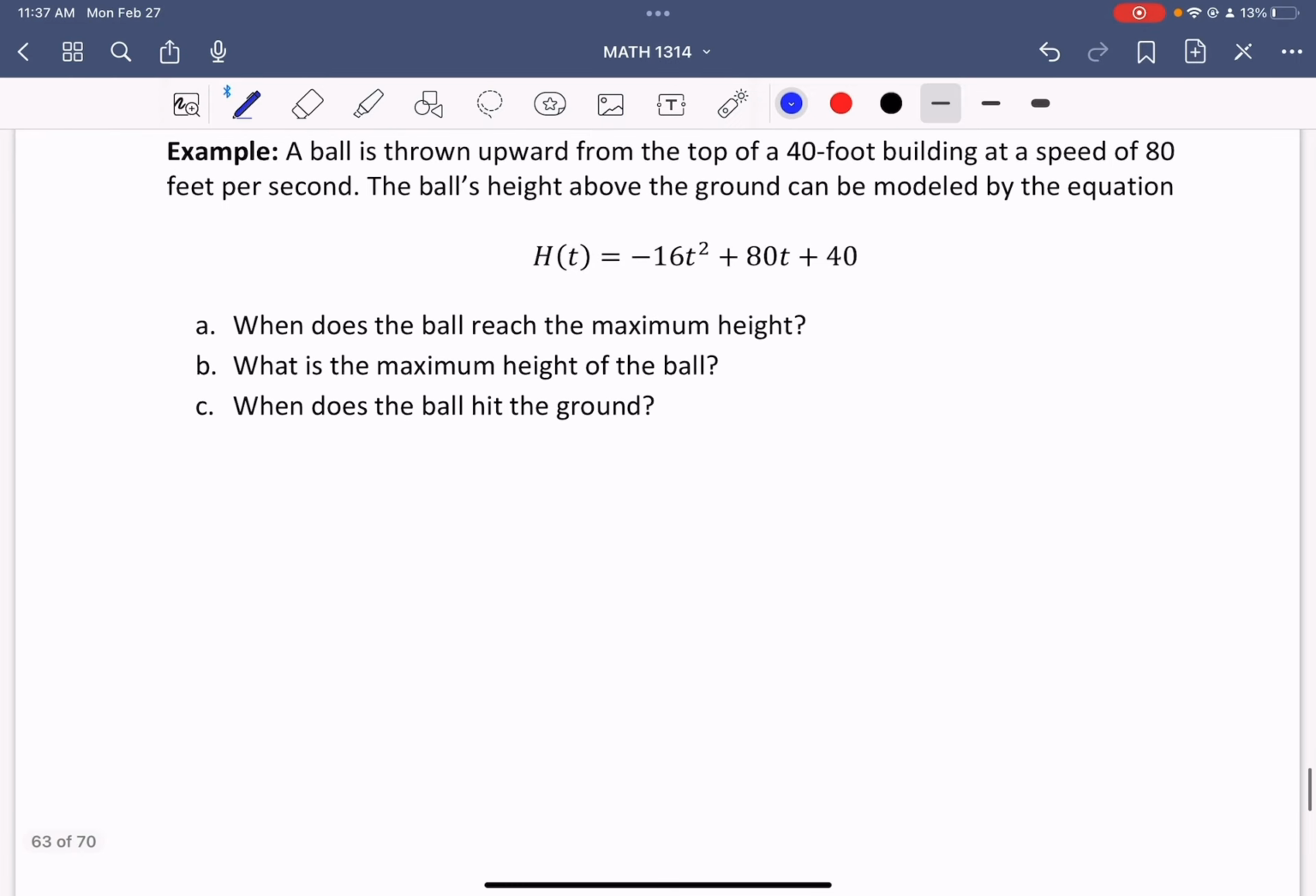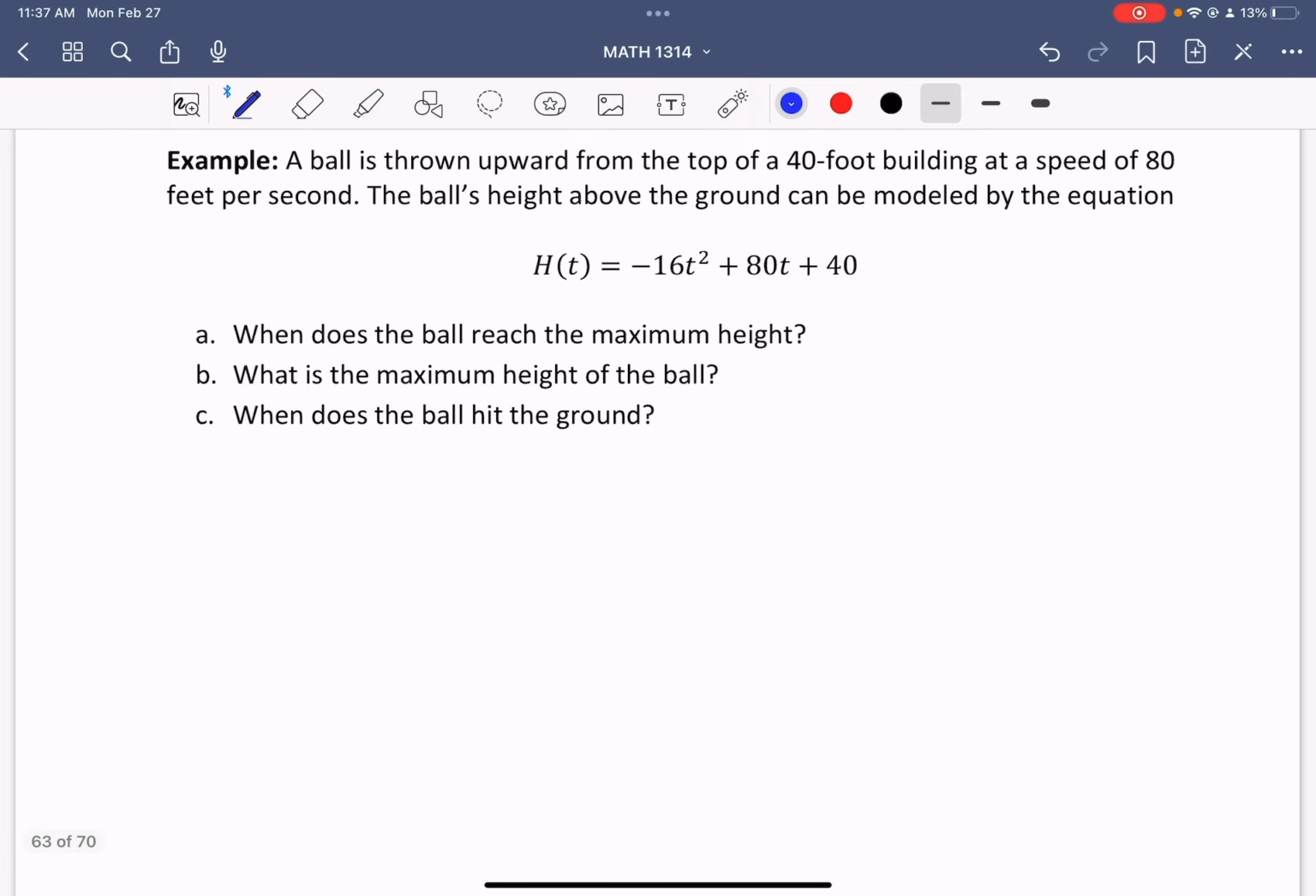It says this ball is thrown upward from the top of a 40-foot building at a speed of 80 feet per second. The ball's height above the ground can be modeled by the equation. So everything they just said in those first two lines, it's telling you how they set up that equation. It's important to note that it says the ball's height. So that means this is height. And then t is going to be representative of your time. So this is going to be time. It's important to note what units these are. So this is time in seconds. So I'm getting this from this over here. And this is going to be our height in feet.